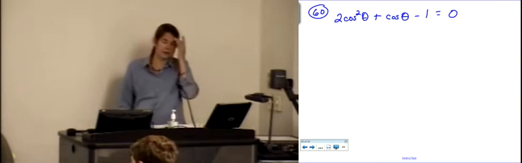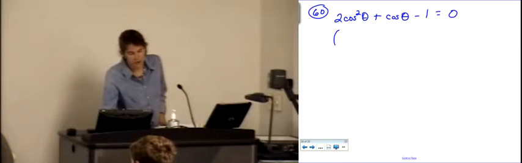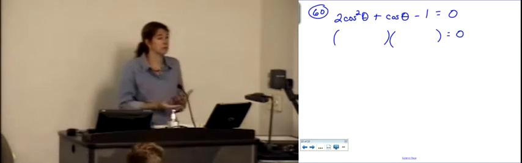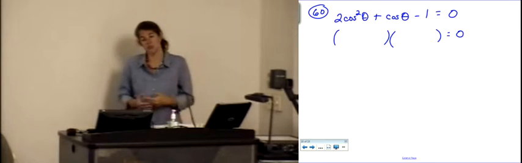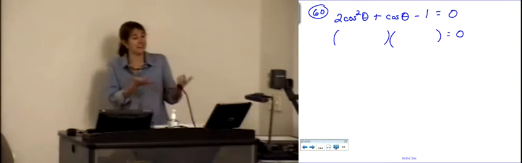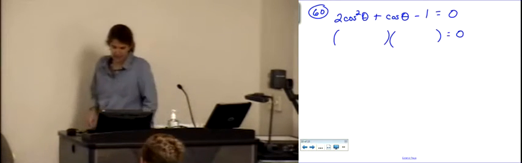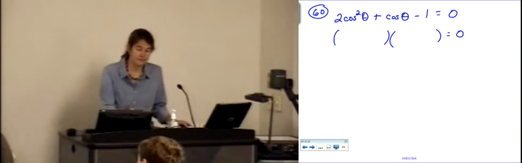What are you going to do with that one? It looks like a quadratic equation, doesn't it? In fact, what some people will do is, instead of cosine theta, they'll use x's, and they'll say 2x squared plus x minus 1, but then at the end, you'll have to come back to it being your cosine theta. I would rather just leave it cosine theta myself, but that's up to you.